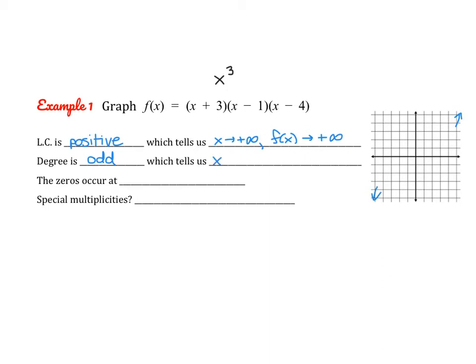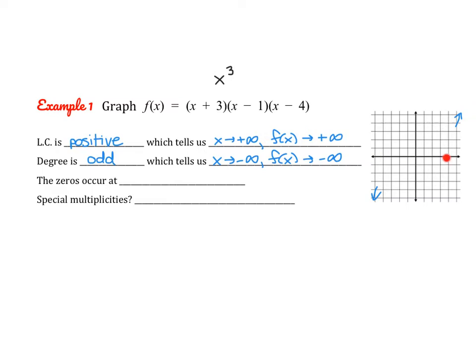Now mathematically, we can say as x approaches negative infinity, f of x approaches negative infinity. So this means moving to the left, our graph goes down. And again, that's because our degree was odd. Odd means opposite end behavior.